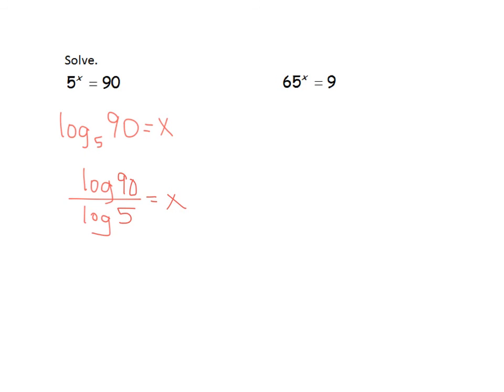When we calculate log of 90 over log of 5, you will get 2.796 for x. Now you can double check that that worked out right by putting this value in for x right here. So 5 raised to this power should equal 90.